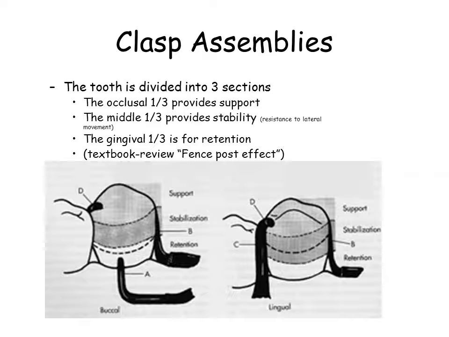First, think of the tooth as being divided into three sections. The occlusal surface, or lingual, in the case of anterior teeth, provides support. That is, resistance to downward vertical displacement. The middle third is used to provide resistance to lateral displacement, that is, stability. The gingival third provides the location for the actual retentive portion of the clasp assembly. So, one should be able to discern the function of the component by its location on the abutment. The location and functions of components can be better understood using the analogy of a fence post.